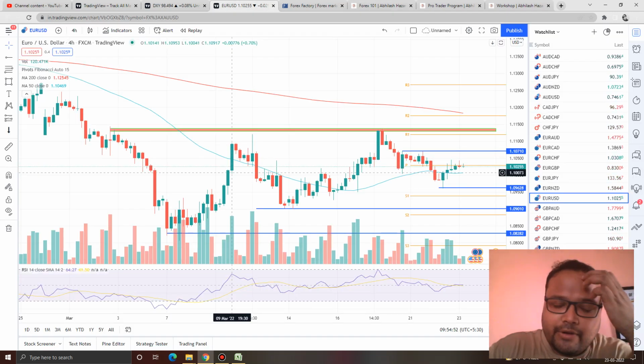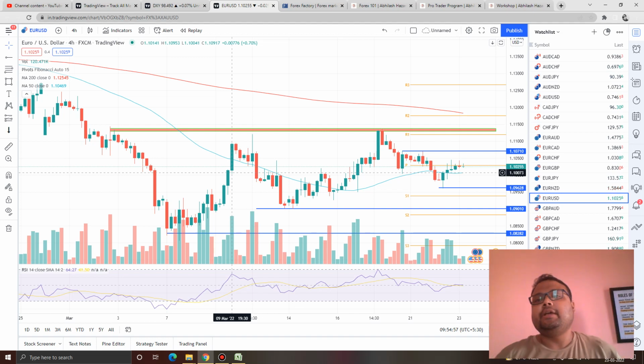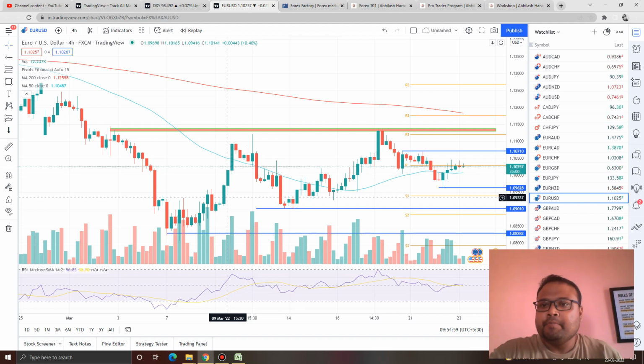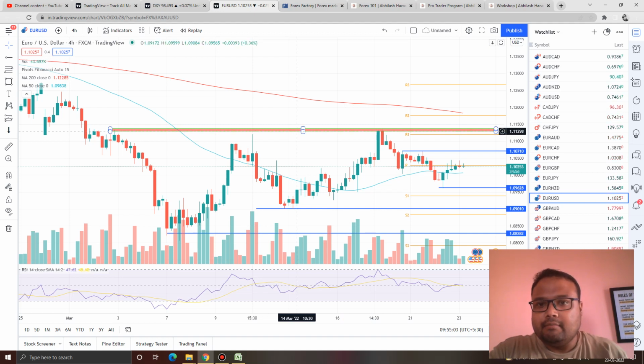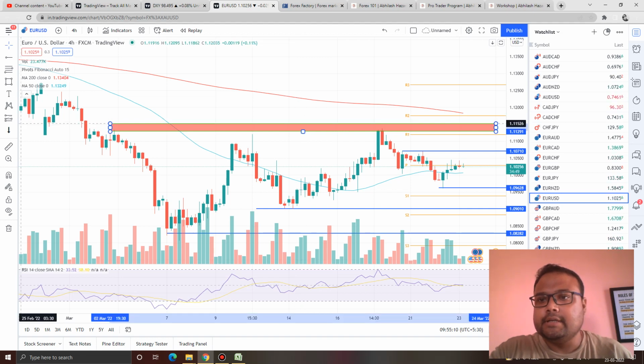If you have watched my previous videos on Euro USD, then the structure of the Euro USD chart has not changed much. We still have the top level 1.1120 to 1.1150. Let me stretch this level. This is the strongest resistance in the market right now.